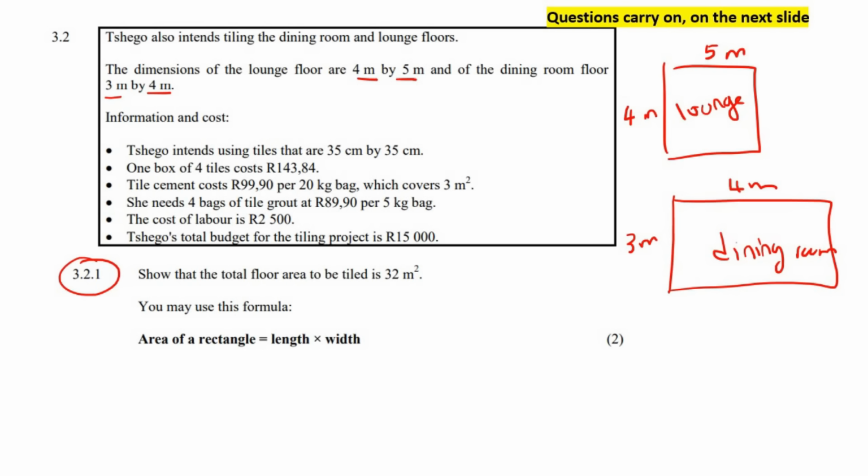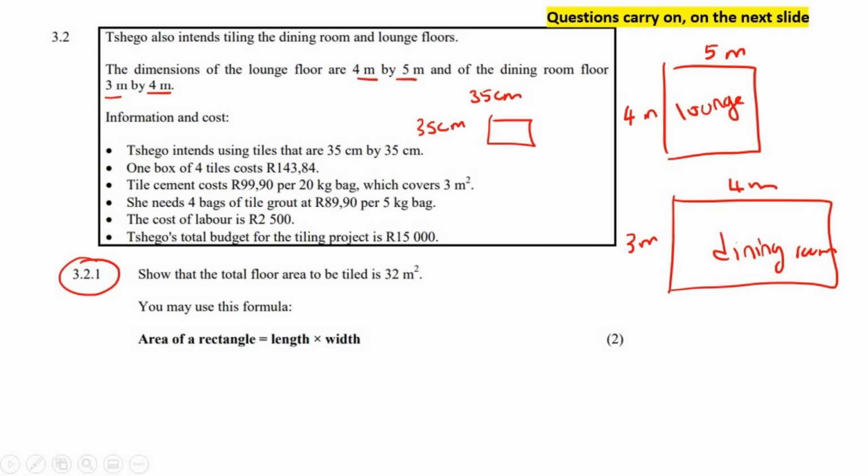Then we've got some information. Shecho intends to use tiles that are 35 by 35. Those are the little tiles that he's going to use. They're 35 centimeters square by 35 centimeters. 1 box of 4 tiles is going to cost that amount of money. The cement for the tiles is going to cost that much. And she needs 4 bags of tile grout, which is the stuff that goes in between the tiles. And then the cost of labor, so she's going to get some people to help her. And the total budget to do all of this is 15,000.